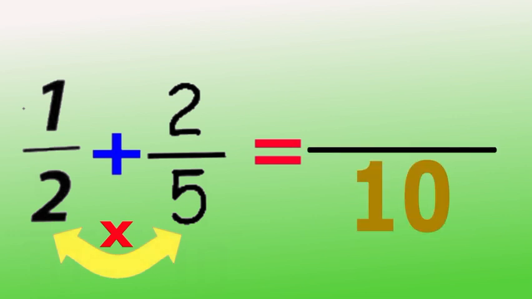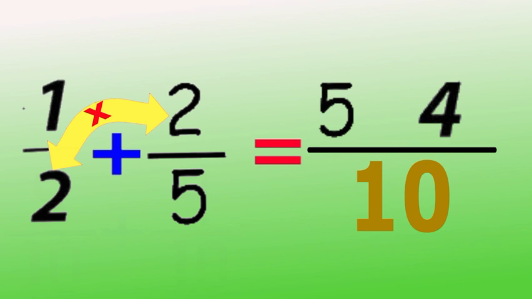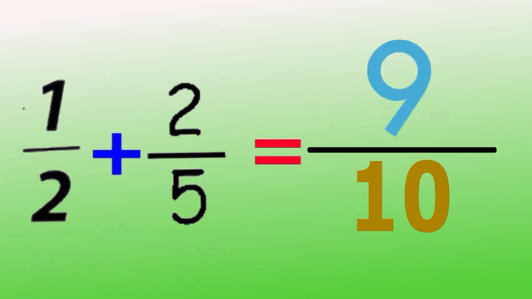You use that denominator for your answer. Then you cross multiply the numerators with the denominators of the opposite fraction. So you'll have 1 times 5 and 2 times 2, which gives you 5 and 4. You now add these numerators above your new denominator, so you have 5 plus 4 over 10, which is 9 over 10, and that's your final answer.